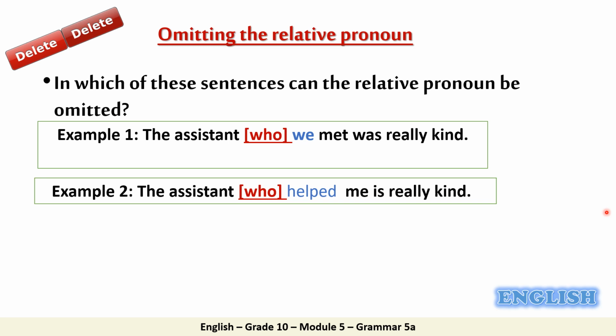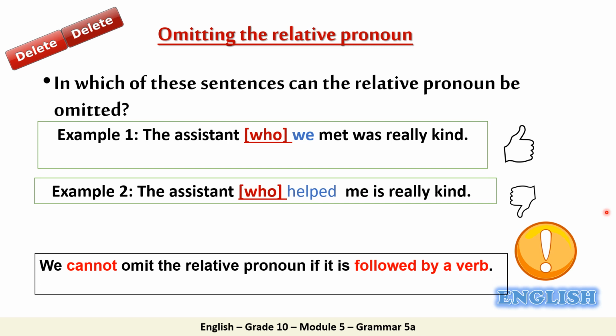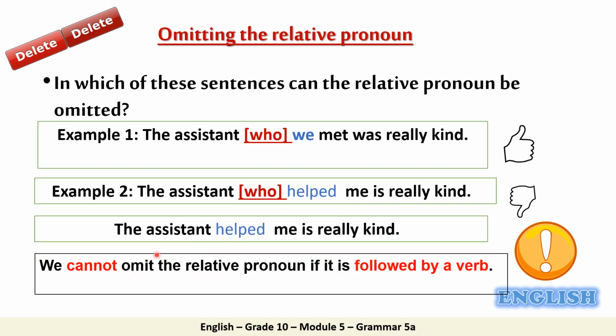Let's check your answers. The first one, yes, it is possible. We can say the assistant we met was really kind. The next one, it is not possible. Why is that? Because we cannot omit the relative pronoun if it is followed by a verb, and here we have a verb, so we cannot say the assistant helped me is really kind. It is not possible.